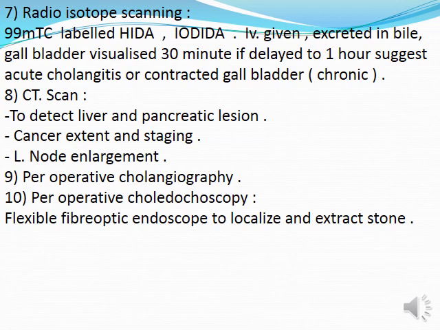Number 8, CT scan to detect liver and pancreatic lesions, to detect cancer extent and staging, and to detect lymph node enlargement. Number 9, per-operative cholangiography, and lastly per-operative choledocoscopy, which is a flexible fiber optic endoscope to localize and extract the stones.